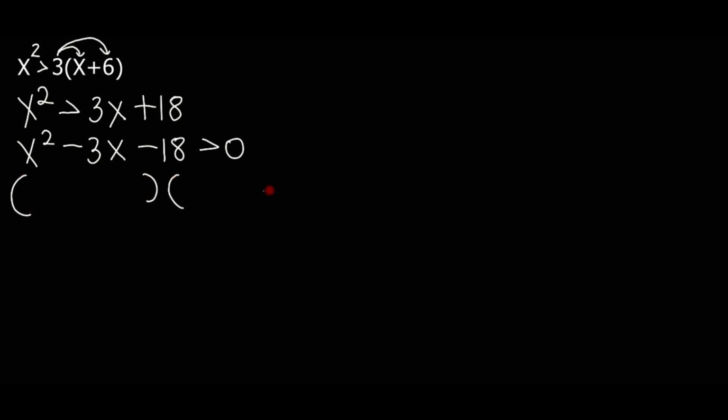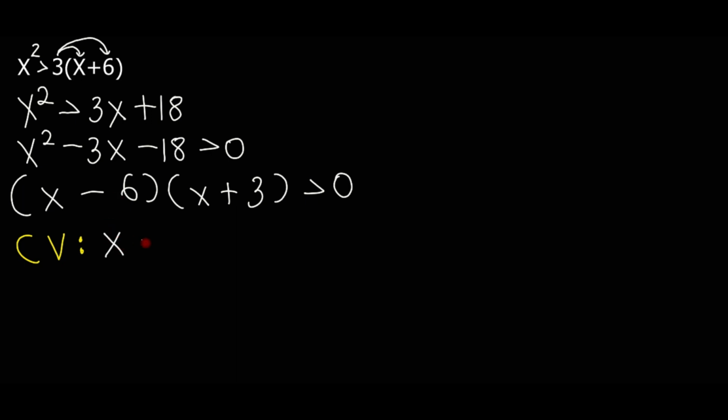You can see that this problem is similar to one of the problems we did above. So here we have x, and then x minus, and then plus, and then we have 6 and 3. So from there we can find our critical values. Our critical values, if you remember, because this problem is the same as the other one above, are x is equal to 6, or x is equal to minus 3.